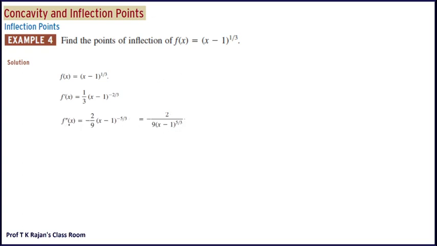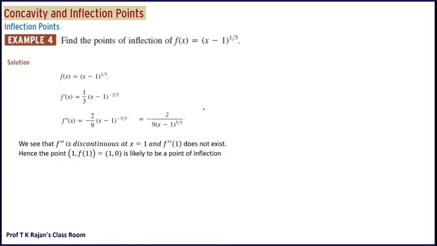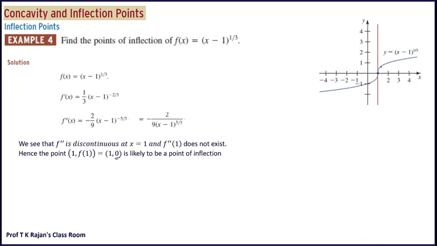Now observe that this f double dash x does not exist at x equal to 1. F double dash x is a continuous function except at x equal to 1, and f double dash of 1 does not exist. And f double dash of x is not becoming 0 anywhere in R, and therefore 1 is the only such point where either f double dash x is equal to 0 or f double dash x does not exist. Corresponding to x equal to 1, the y coordinate is f of 1, which is 0. So (1, 0) is likely the point of inflection.